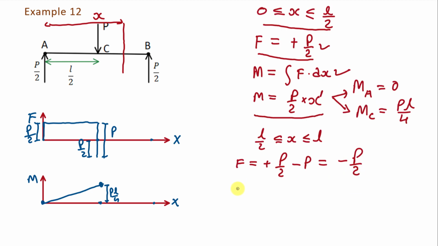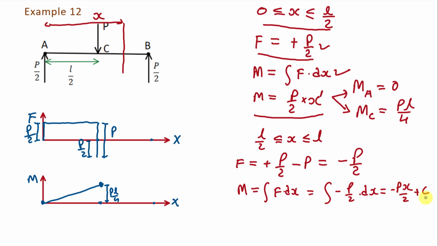Now we are going to find the value of bending moment. For that we will take the integration of F. So it will be the integration of minus P by 2 into dx. So it will be equal to minus Px by 2 plus C.